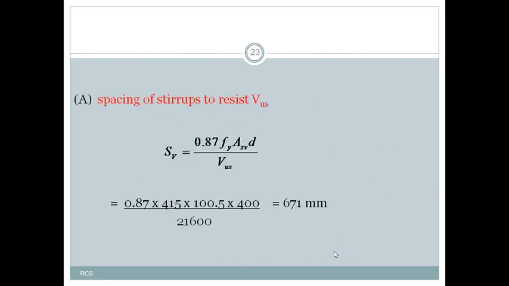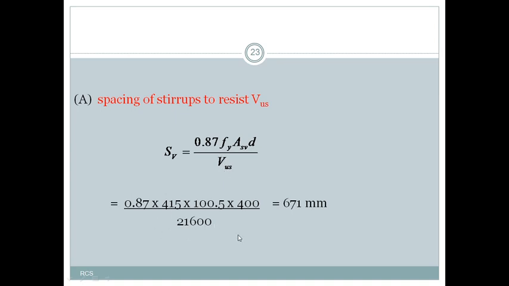Now we go for spacing. The area we have already calculated. How much spacing we have to provide for the calculated stirrups? Spacing can be calculated with respect to 3 criteria. The minimum of these 3 values will be provided as the spacing for the vertical stirrups. Spacing with respect to the shear resisting capacity of stirrups is Sv equal to 0.87 fy Asv into d by Vus. Substituting all the parameters already known to you, that is 0.87, fy is 415, into 100.5 into 400 by, as we know, the Vus value is 21.6 kilonewtons.